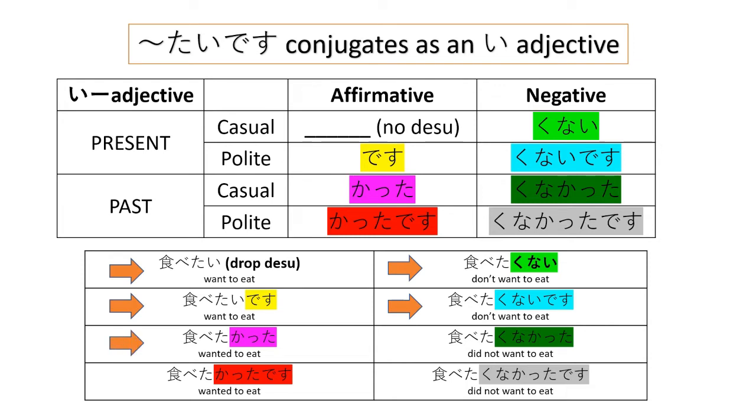For the past tense, tabetakatta. Okay, wanted to eat. Tabetakatta desu. For the past negative, tabetakunakatta, did not want to eat. And finally, tabetakunakatta desu, did not want to eat in the polite form. Okay?